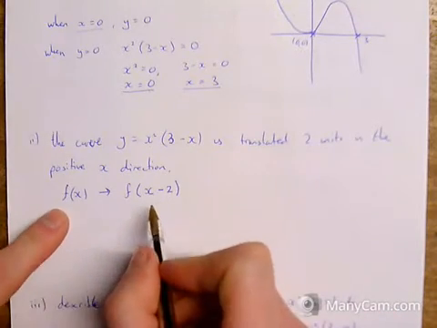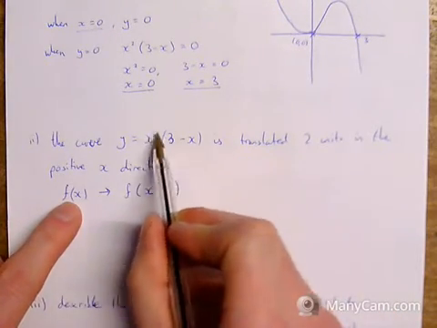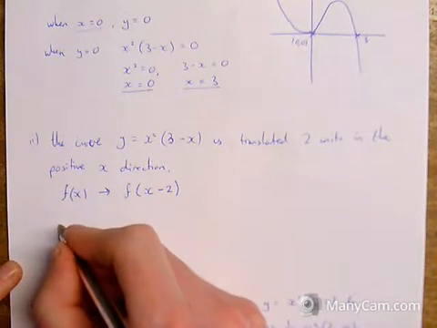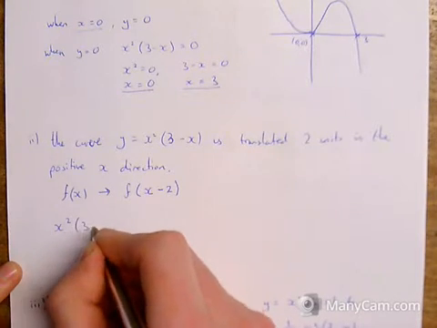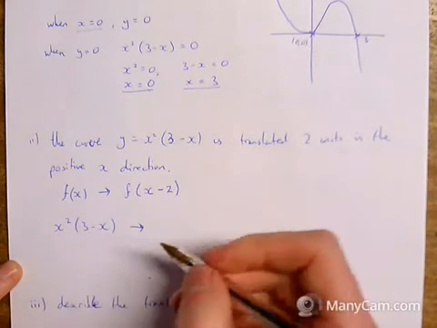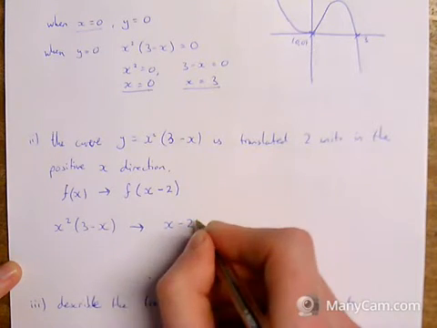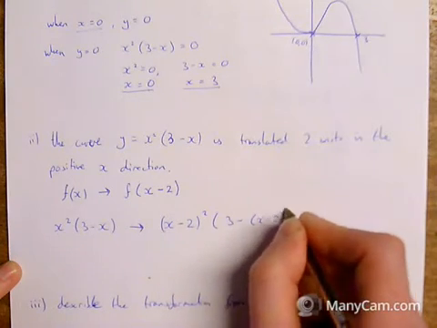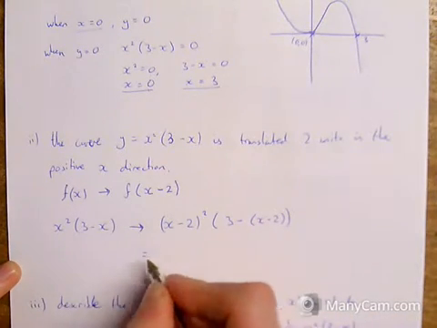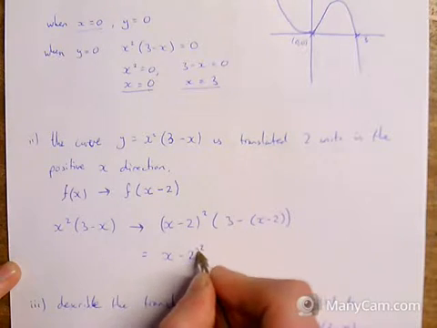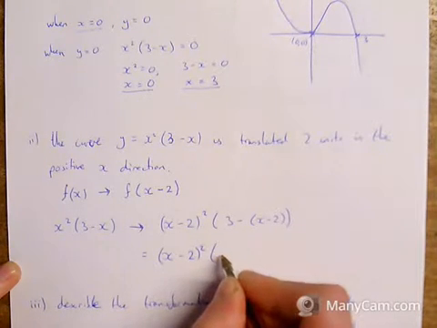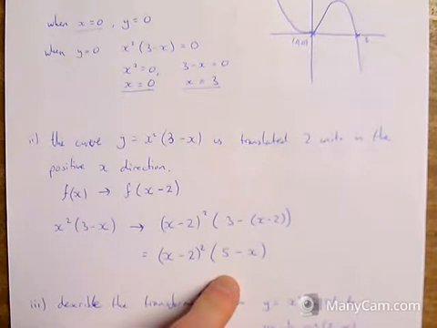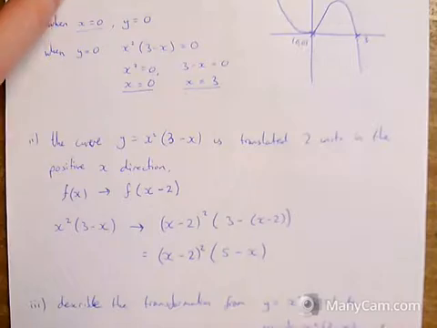Once you've got that, then you just need to change all of the x's that are in your original equation into x minus 2. So let's go ahead and do that. So we had x squared (3 minus x), and I want to change all of the x's into x minus 2. So I have (x minus 2) squared, brackets 3 minus (x minus 2). And a little bit of simplifying, that ends up giving me (x minus 2) squared, and then that last bracket would give me 5 take away x. So that's the new equation of the curve once it's been translated 2 units in the positive x direction.